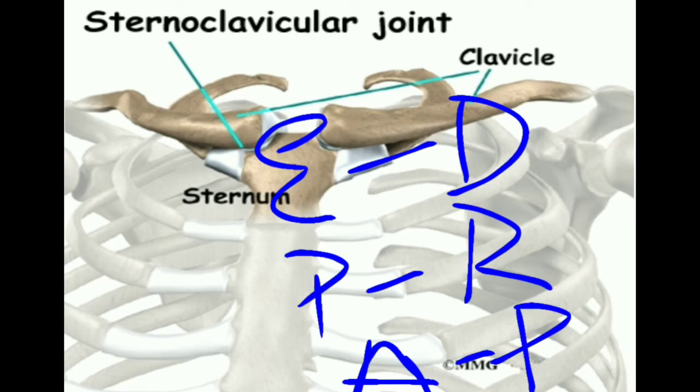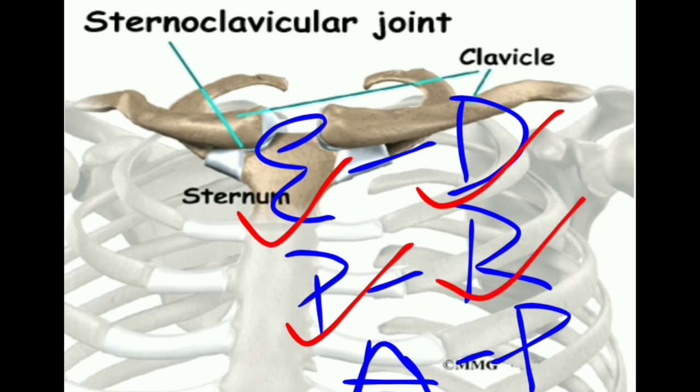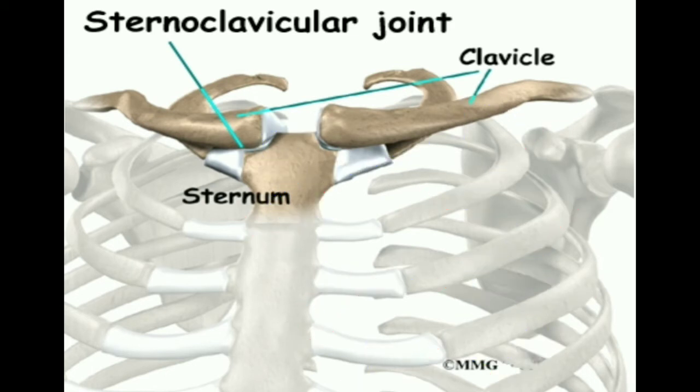So, these are the movements. What are they? Elevation, depression, protraction, retraction, anterior and posterior rotation. So, these are the 3 basic movements that are possible in the sternoclavicular joint. Let us examine each one in detail. What are the 3 translatory movements? The translatory movements include superior translation, medial translation, anterior translation, inferior translation, posterior translation, and lateral translation.